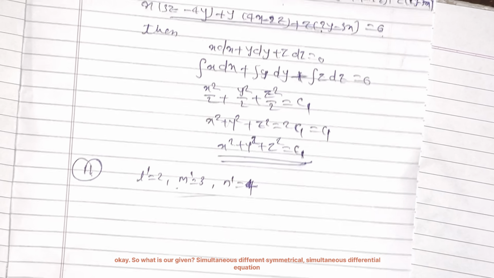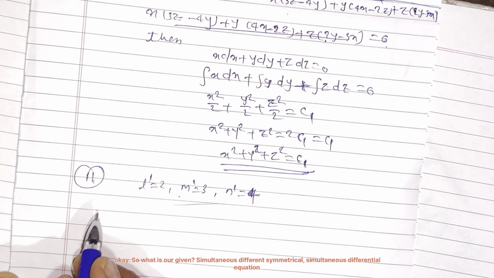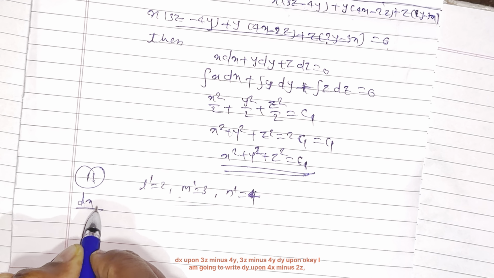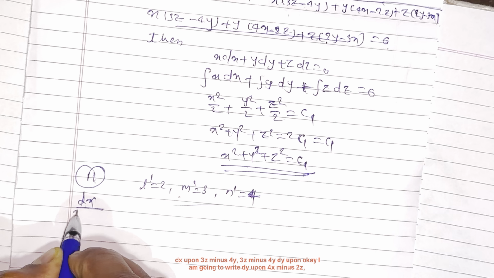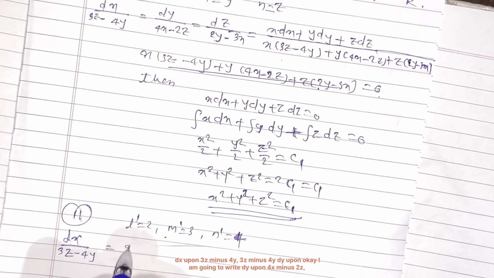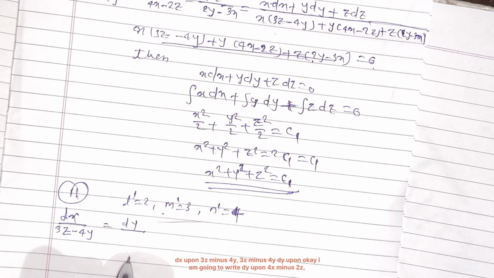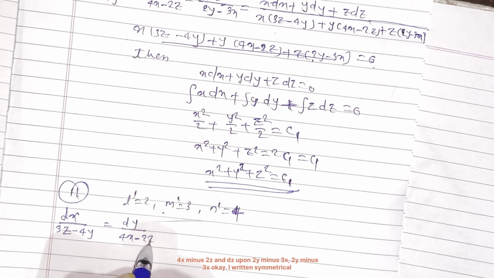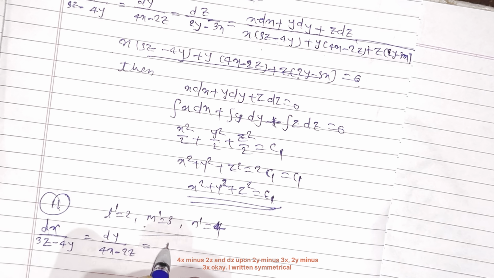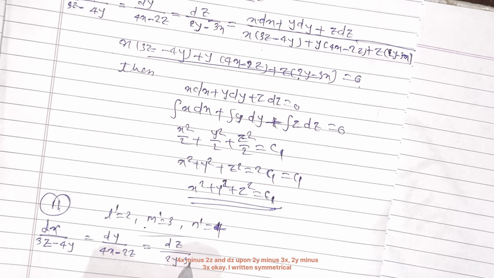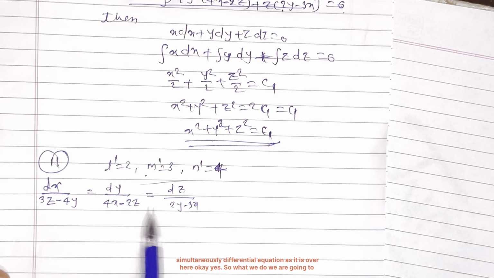So I'm going to write this with our given equation. What is our given symmetrical simultaneous differential equation? dx upon 3z minus 4y, dy upon 4x minus 2z, and dz upon 2y minus 3x. I have written the symmetrical simultaneous differential equation as it is over here.